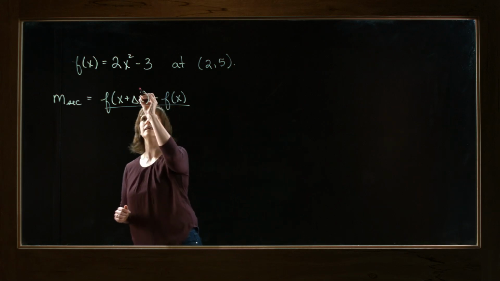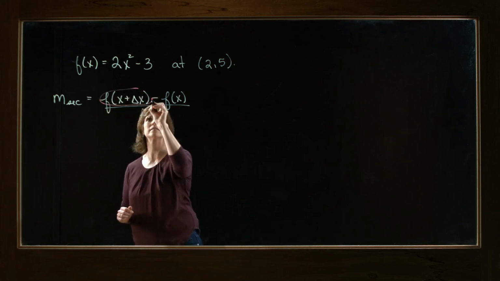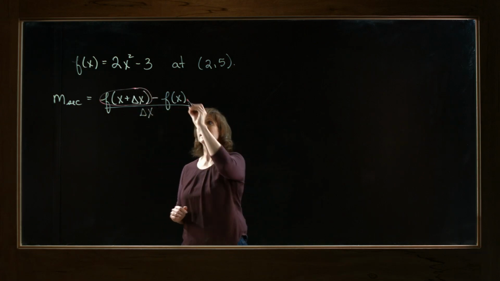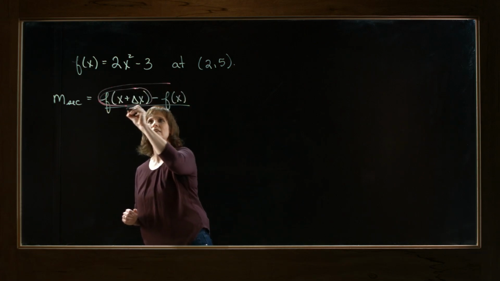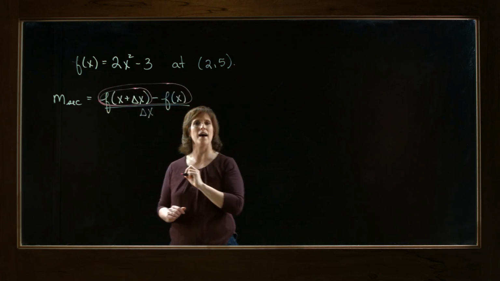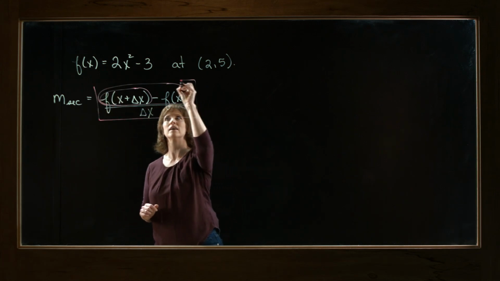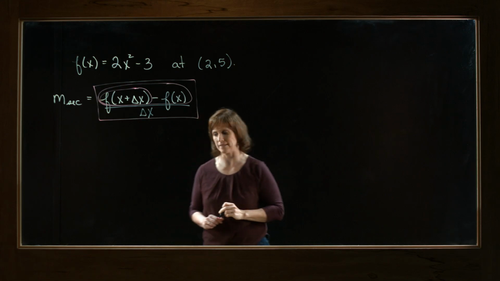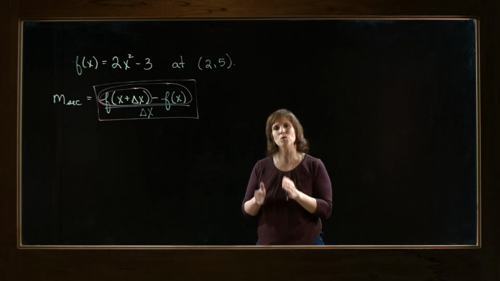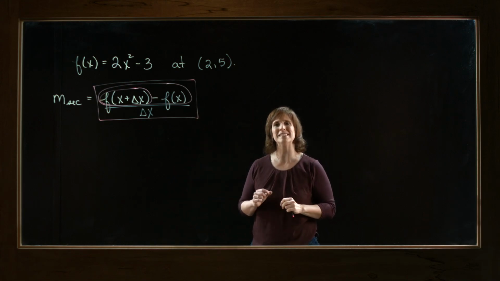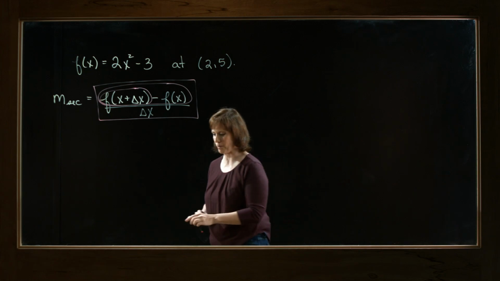Now, there are really three parts to this difference quotient. The first part is the f of x plus delta x. The second is the subtraction of f of x. And the last part is the division by delta x. In mathematics, we often work from the inside out, and we're going to do exactly the same thing for this particular problem.